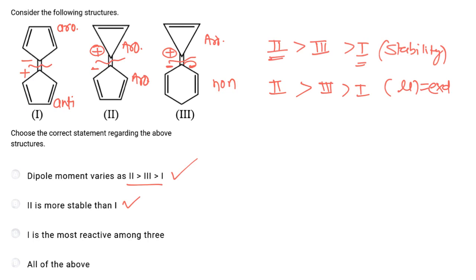First is more reactive among the 3. Yes, the first has an anti-aromatic ring, and due to the presence of anti-aromaticity, this molecule will be highly reactive and will not be stable at room temperature, and hence option 3 is also correct, and hence the correct answer is D. All of the above are correct.